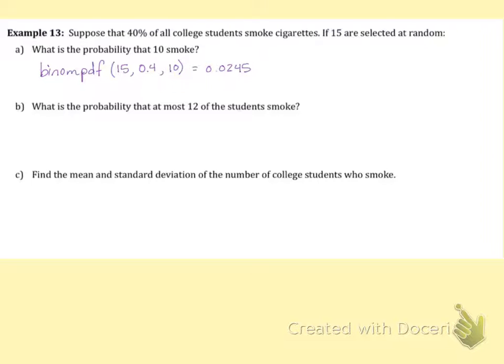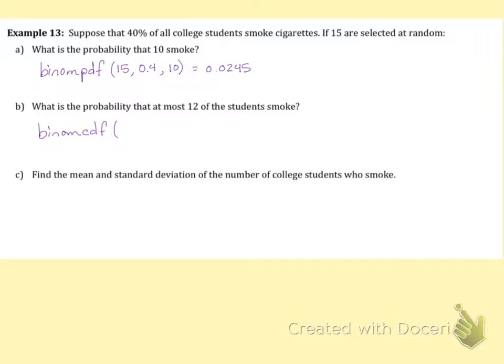The next part says, what is the probability that at most 12 people smoke? So at most means no more than 12. It means 12 or fewer. And this fits the binomial CDF command. Now the one trick with the binomial CDF command is that it only works for that number or fewer probability. So for this problem, it works perfectly.